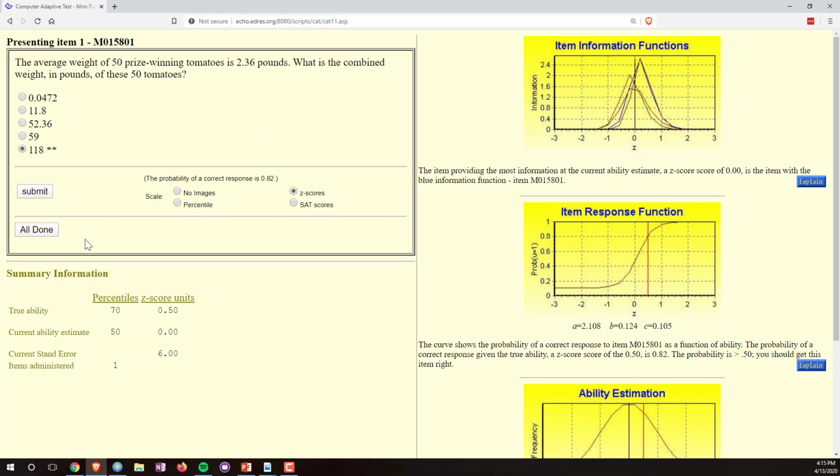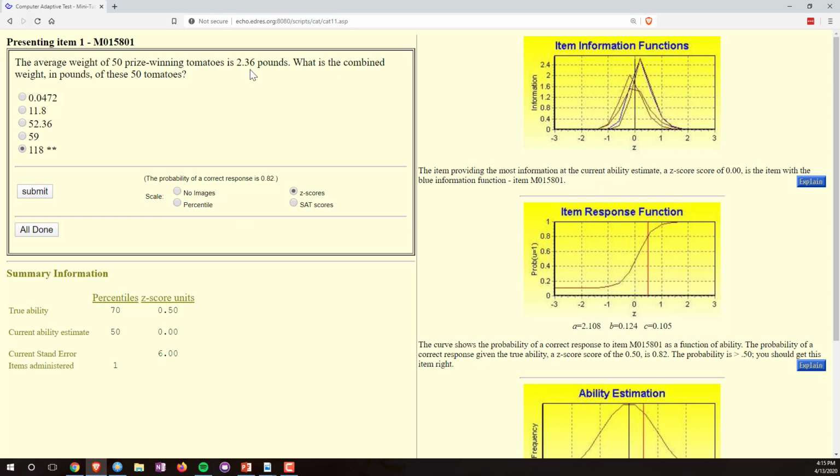If you look down here, the summary information shows you your current ability estimate, and it says your true ability, and it gives you both the percentile and the z-score. We chose the z-score, which is essentially like a theta metric. So that's what we're going to look at. You can ignore the percentile over here where my mouse is, and you can see it's got our current ability estimate at 0. Our true ability, unknown to the computer's CAT, is 0.5, and the standard error currently is, of course, enormous at 6.